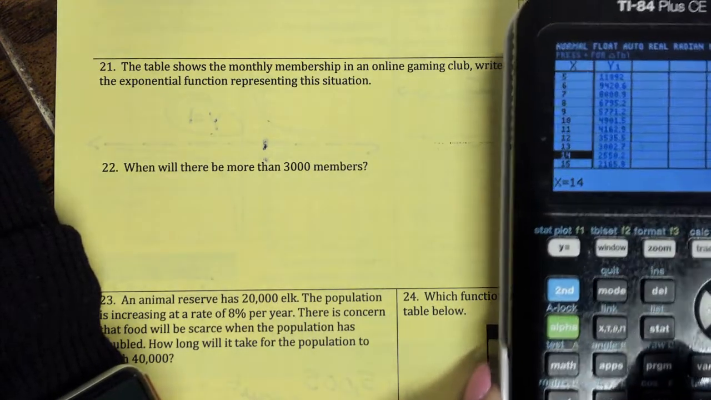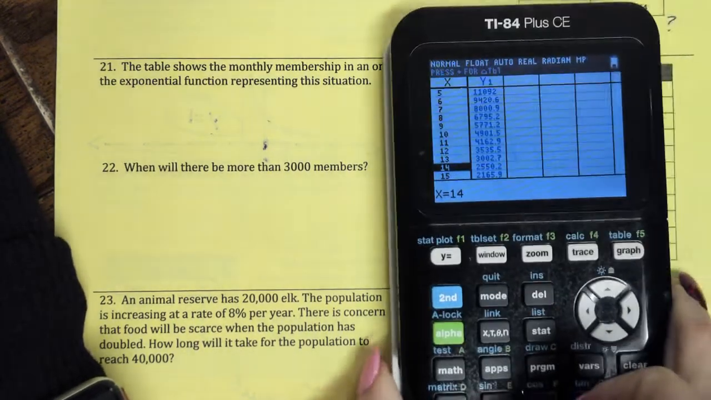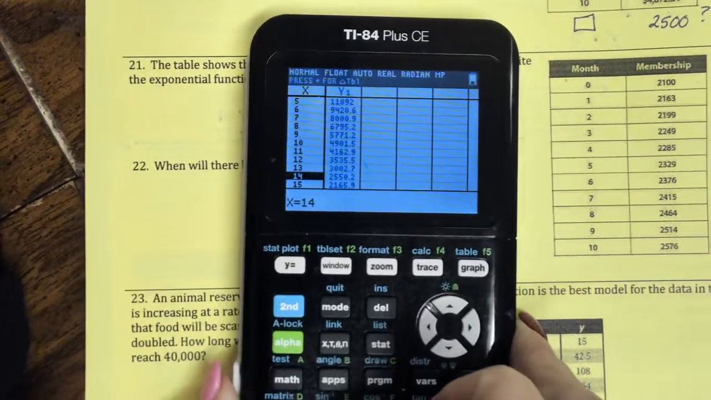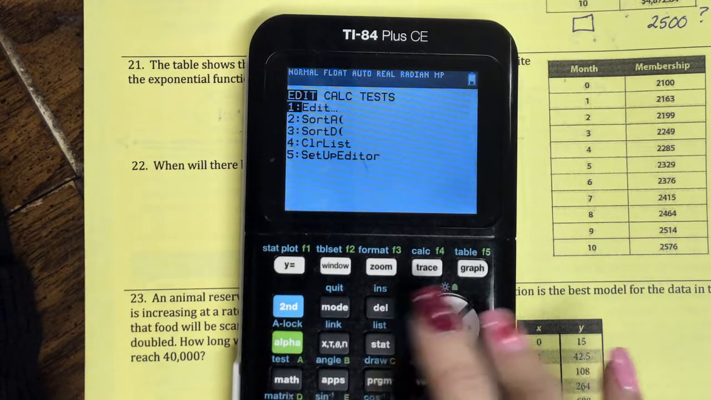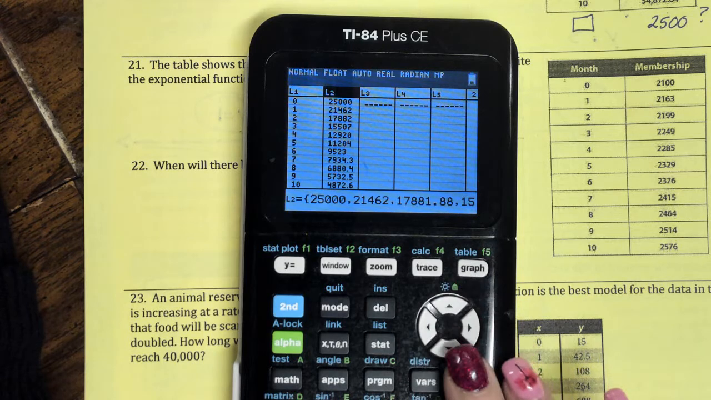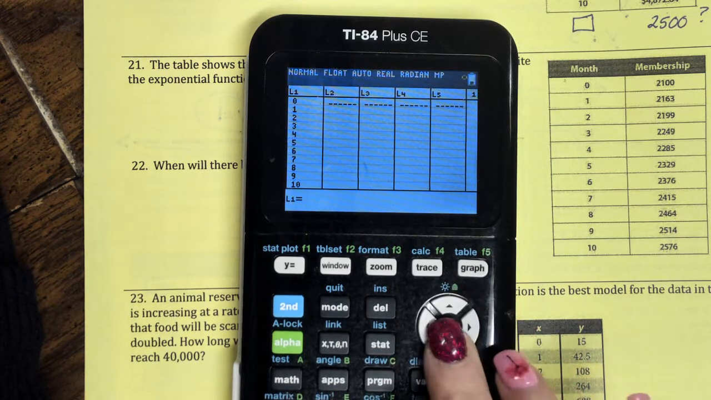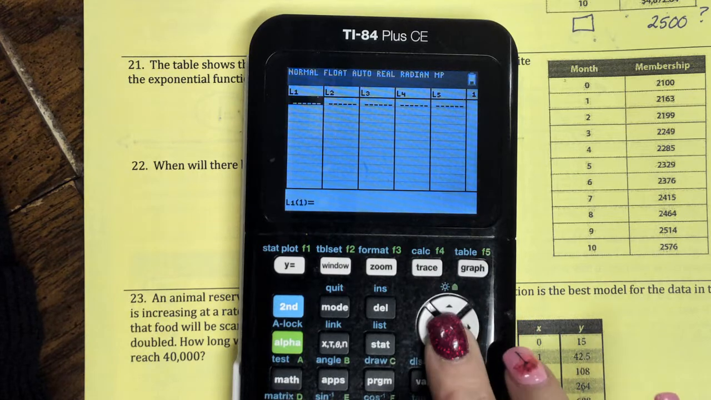You've got this. All right, the table shows the monthly membership in an online gaming club. Write the exponential function. I'm going to let you do it. This is all you. Remember, we're going to go to Stat, Edit. You're going to go all the way up and hit Clear, and then move back down, and it will clear out those columns for you. Move up, hit Clear, move down.